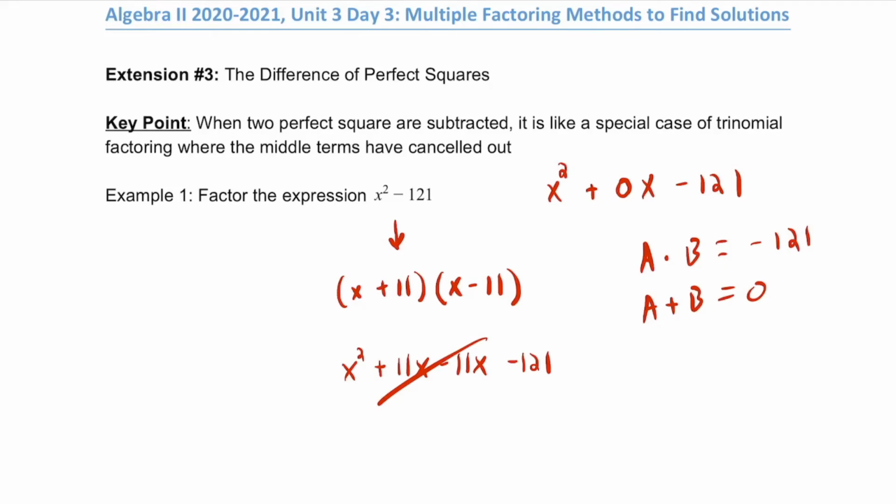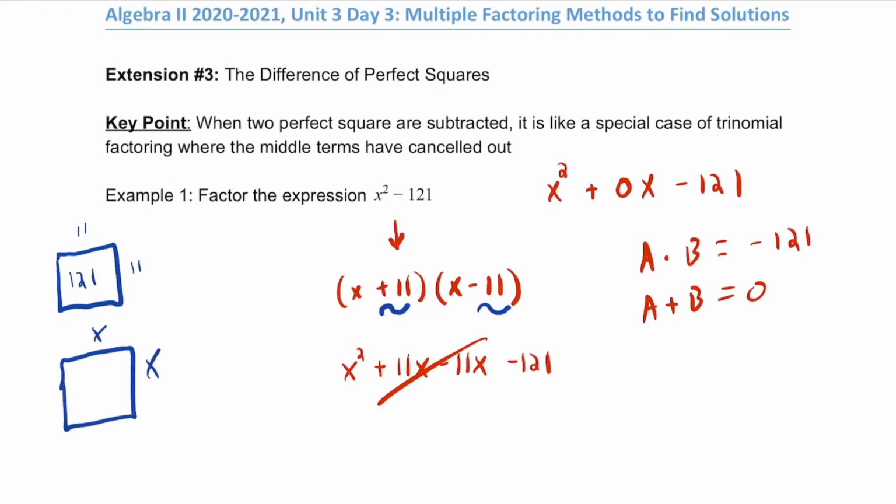And this is a special case that only happens when you have the same number, positive and negative, which gives us a perfect square. So 121 is a perfect square because it's 11 times 11, right? This is why we call it a square, because it's like a square, 11 times 11. X squared is a perfect square because it's x times x to make x squared. Whenever you have one perfect square minus another one, subtraction, we call that the difference. This is called the difference of two squares.